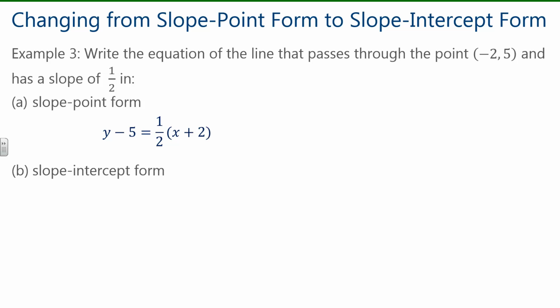Now to change this into slope-intercept form, I'll do my distributive property. 1/2 times x is a half x, and a half times 2 is 1. Now I just need to bring that minus 5 over to the right and add it with the 1, giving me y equals 1/2 x plus 6. So now it is in slope-intercept form.